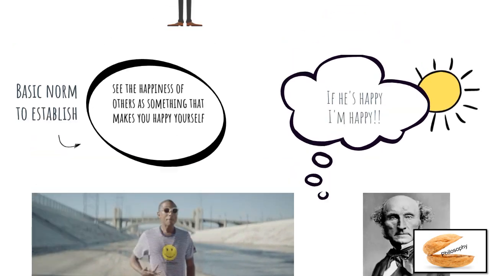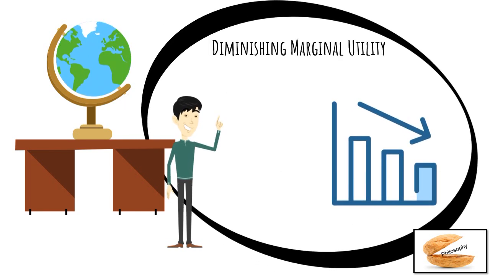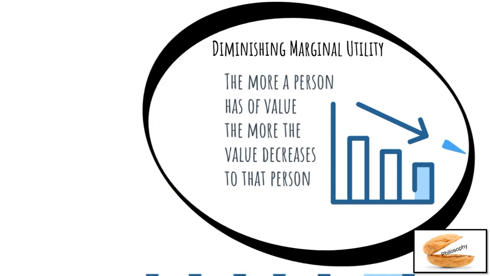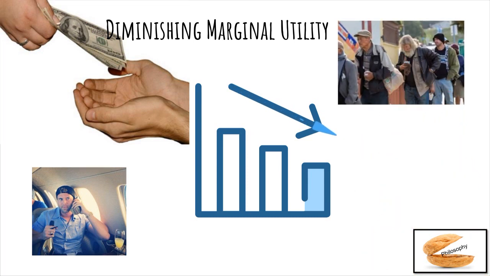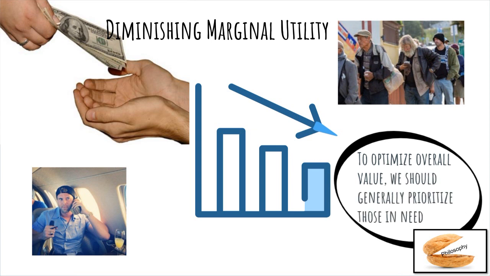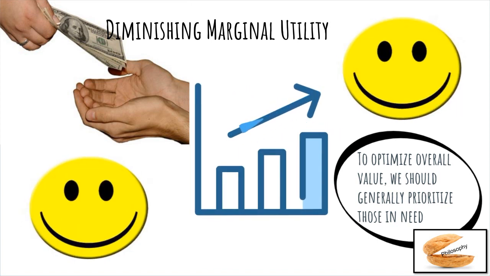Analyzing how best to promote happiness, many utilitarians often emphasize the theory of diminishing marginal utility. The more a person has of something of value, the more the value seems to decrease to that person. Basically, giving 100 euro to a rich person does not promote as much value as when you give the same amount to a poor person. To optimize overall value, we should therefore generally prioritize those in need. Not because inequality is a problem in itself, but because helping those in need leads to the most happiness.